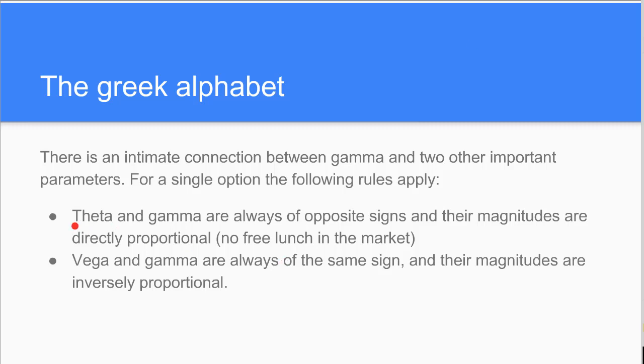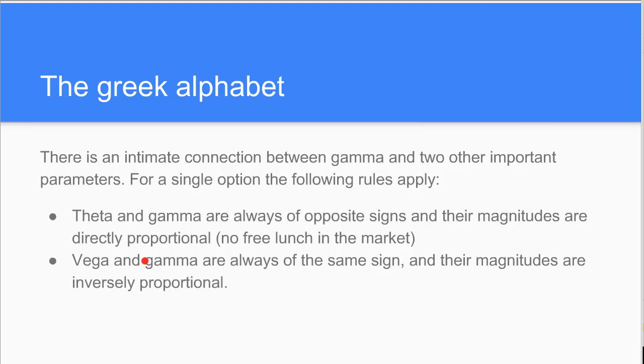The first connection is what we call theta and gamma. Theta is basically time decay, and there is a connection, and the connection is mathematical. No, it's not just a coincidence. The fact that options have gamma means that they have time decay. It's kind of a law of the universe. There is no way around this.